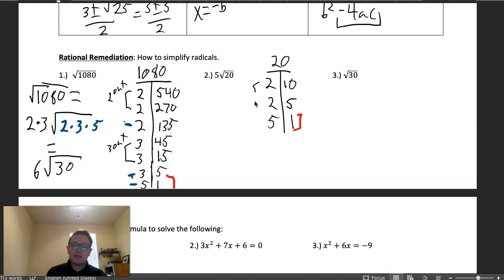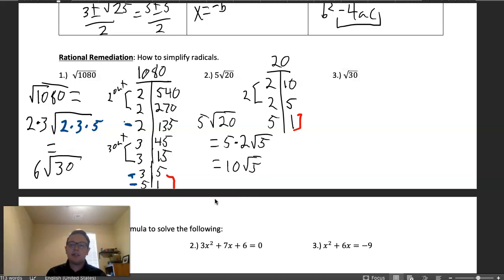Now we have a pair of 2's here, so we're going to pull out a 2. And we're left with a 5 on the inside. So 5 square root of 20 is going to be equal to, we're going to leave the 5 here, but we also pull out a 2, so this is going to be 5 times 2. So any numbers you pull out get multiplied to whatever is already on the outside, square root of 5, where this is going to be 10 root 5.